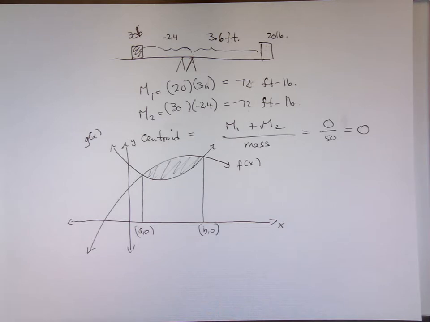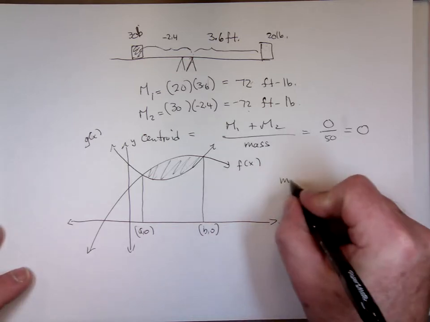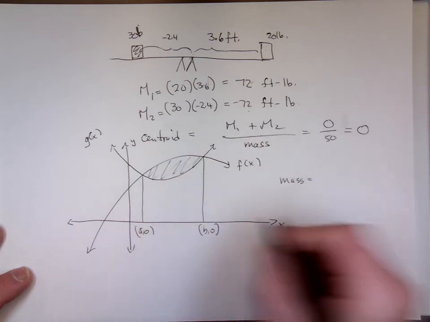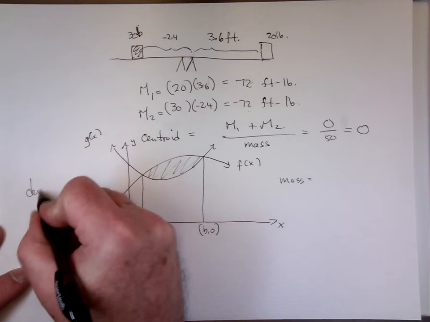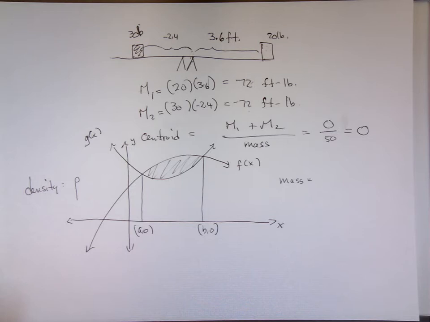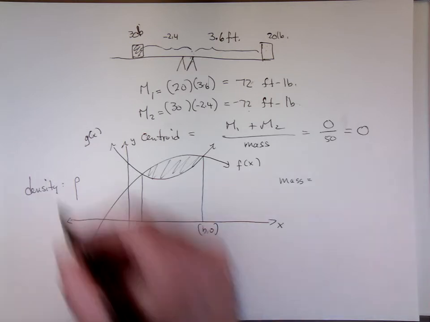Now, in order to do that, we have to find the mass of this lamina. Let's do that first, because that's what we're going to have to divide by, the total mass. The mass is equal to, now we've got constant density here. Our density function is rho. Rho is used for density function always. That's pretty much universal. I think even physics people do that. Rho is a Greek letter. It's used for density function.